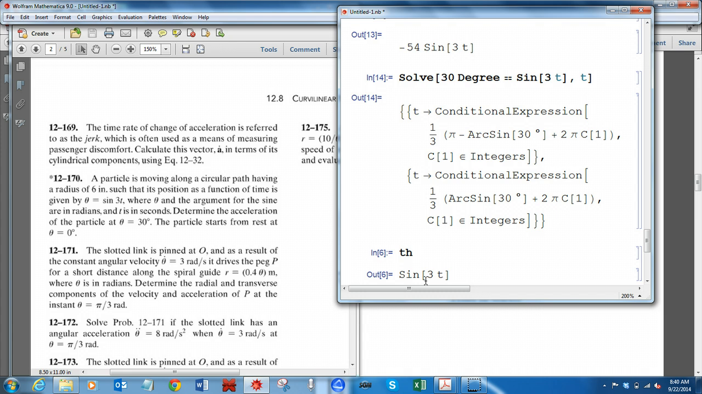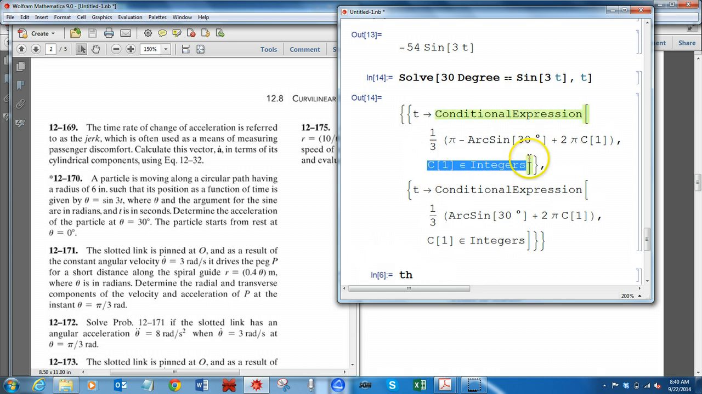So anyway, what is this conditional expression garbage? Look at this. Mathematica says, I don't know that you only want one angle. If you think about it, 30 degrees equals sine of 3t. Aren't there a million answers? It's going to give you every single one of them.